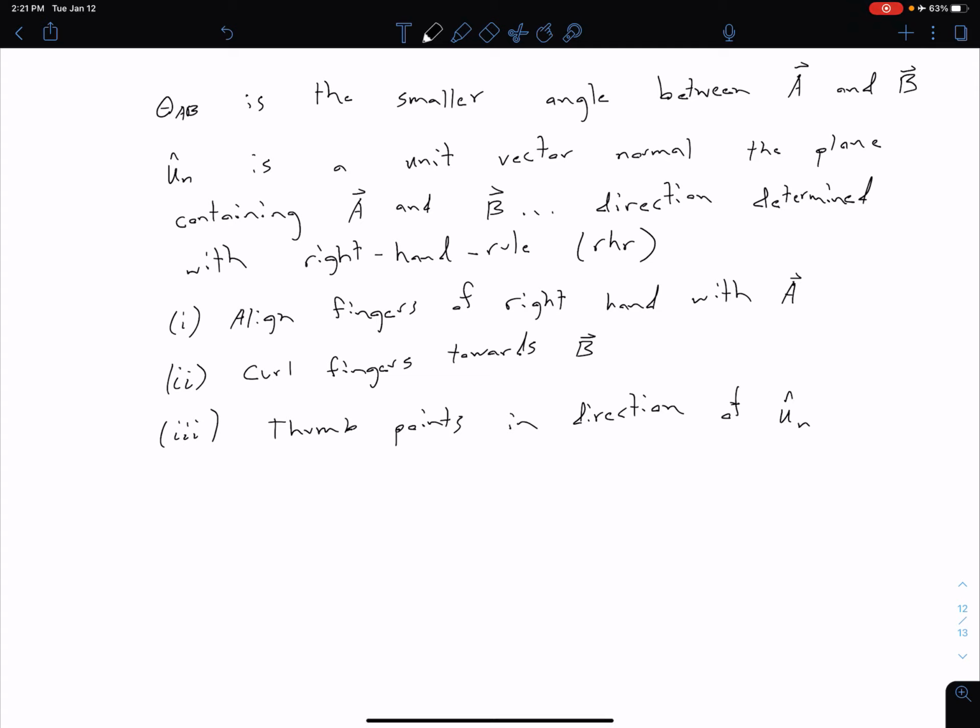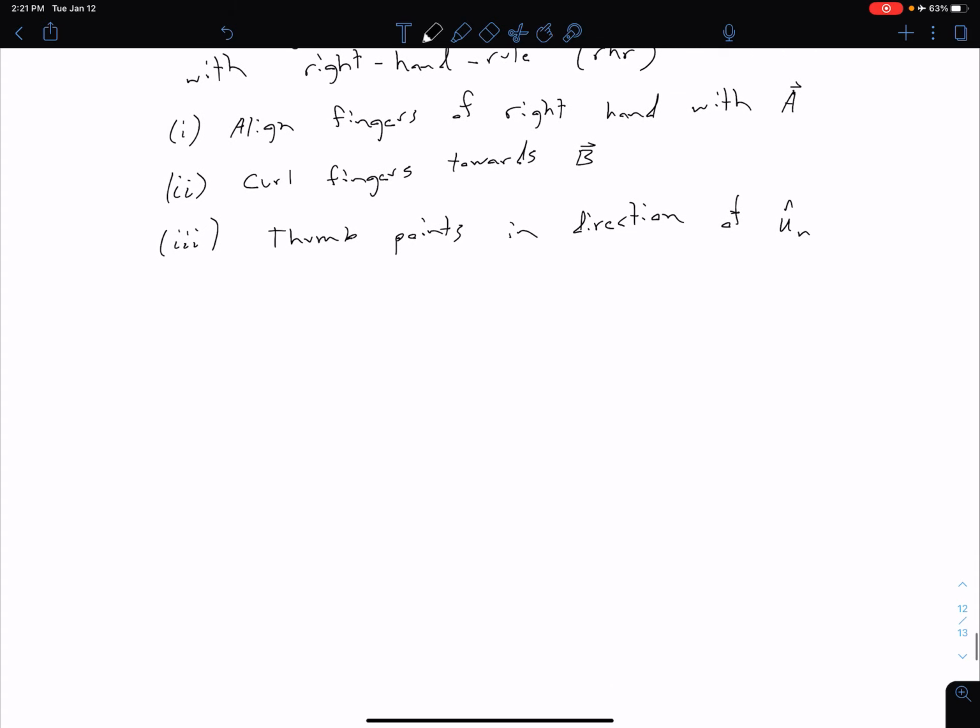Let's draw out an example, and you can run through these steps and see if you can figure out what the direction is. Let's say we have vectors A and B in some plane. Here is our vector B. Here is our vector A. First of all, we have some angle between our two vectors here. This is theta A sub B. Notice that it's the smaller of the two angles as opposed to this larger one here. That's how we define that theta A sub B.